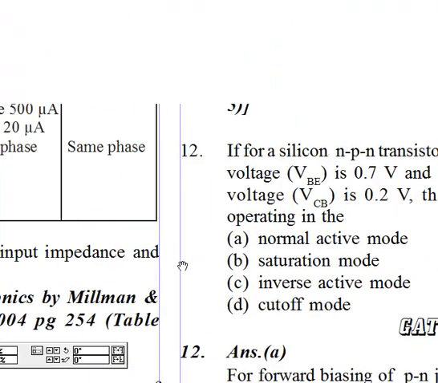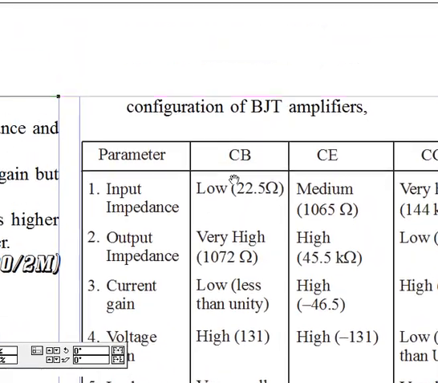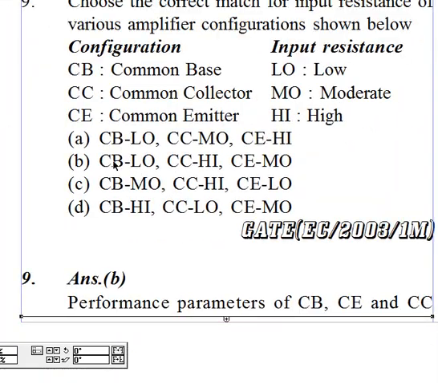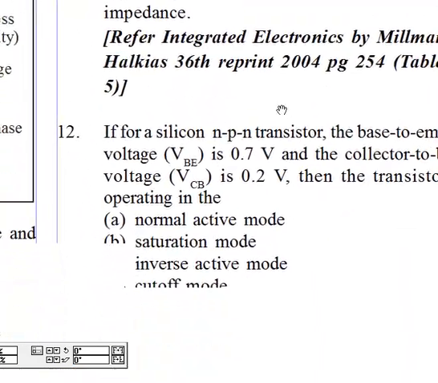So let us see the answer. This table I am giving you to mug up in every solution, right? So the answer is B. Common base has low, common collector has high, and common emitter has moderate. That's it. Let us see the next question.